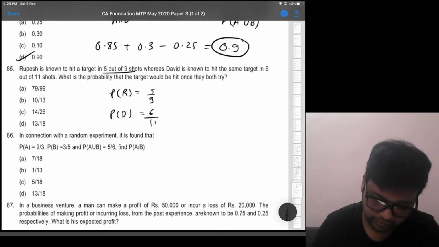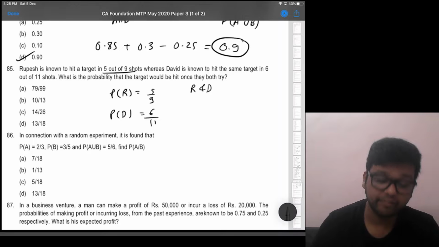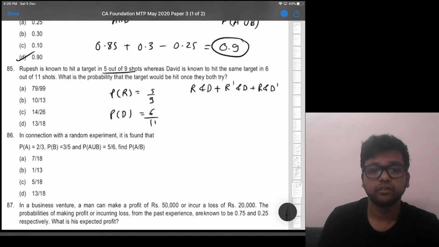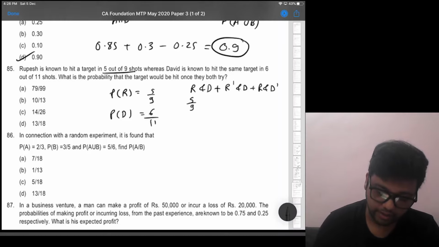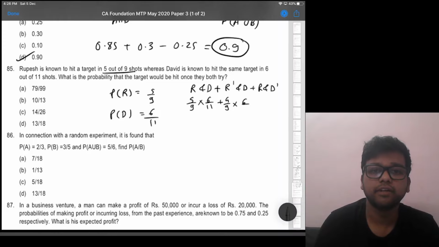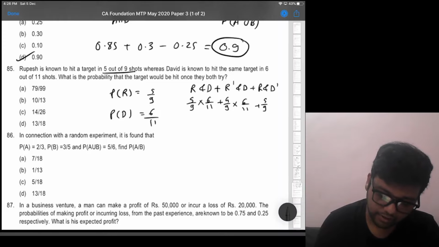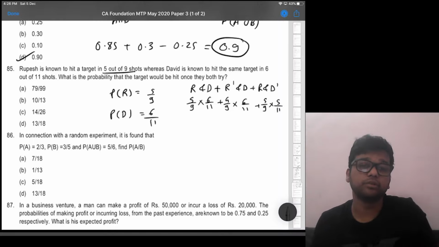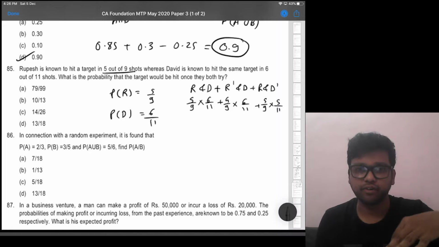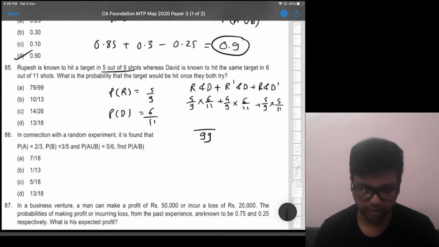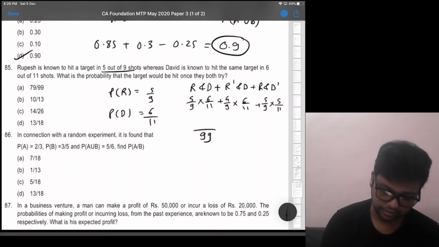So one way to do this will be, see, Rupesh will hit and David will hit, or Rupesh will not hit and David will hit, or Rupesh will hit and David will not hit. So take R is 5 by 9 and D is 6 by 11, plus R dash is 4 by 9 into 6 by 11, plus R is 5 by 9 into 5 by 11. This will be the answer. Or you can go by opposite way also, the target will not be hit and then subtract it from 1. So any way is fine. So what will be the total of numerator? 5 into 6, plus 4 into 6, plus 5 into 5, that is 79 by 99.